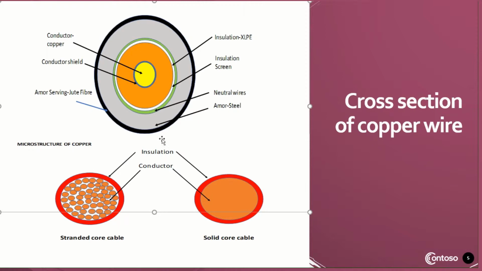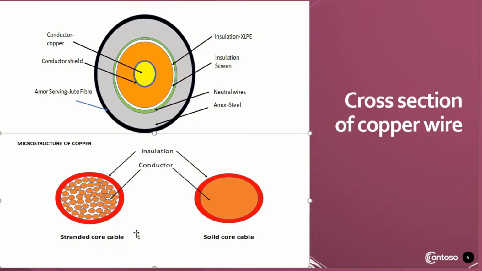which is the copper. The second diagram shows different kinds of cable, which are stranded core cable and also solid core cable. The difference is that a solid cable uses one solid wire per conductor, while a stranded cable uses multiple wires wrapped around each other per conductor.